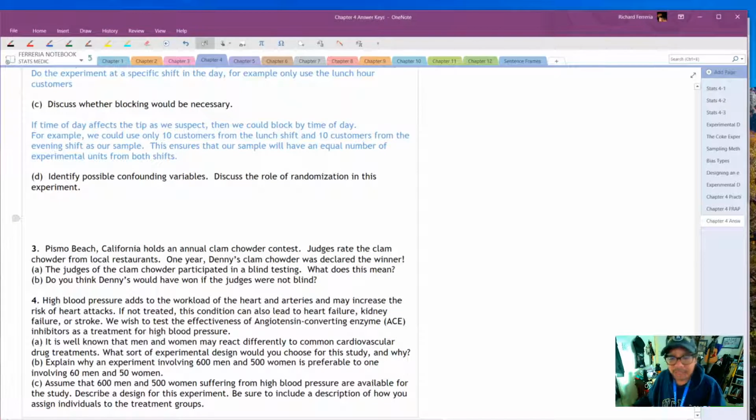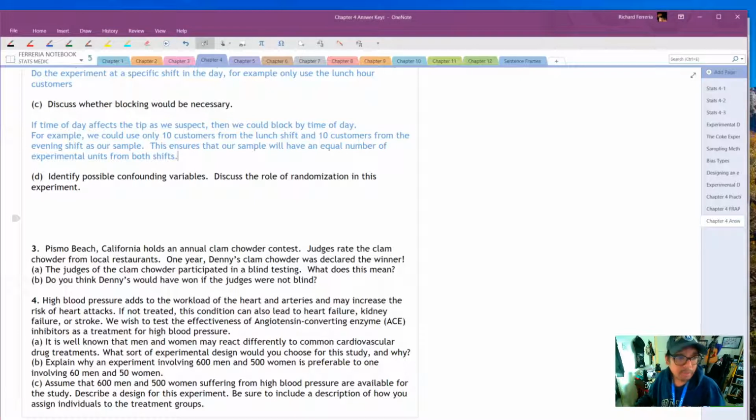Okay, blocking is just making sure that we have so many from this category and so many from this category, to make sure that if there's a confounding variable associated with those categories, we can make sure that we don't overload with one or more of those categories. Hope that makes sense to you.